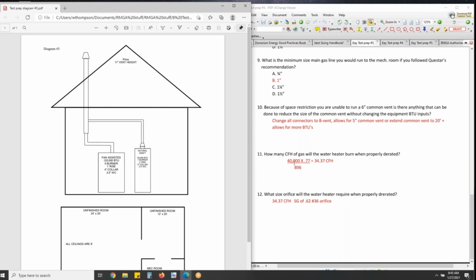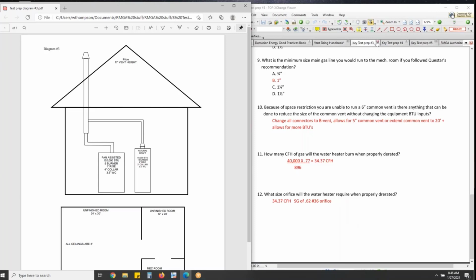Okay, how many CFH of gas will the water heater burn when properly derated? So again, you just use the deration formula. Okay, 40,000 times 0.77 divided by 896. I find that information in the book. I just go to Price in the gas table. And what size orifice will be required to derate the water heater? Number 36 orifice. Everyone good on that one?